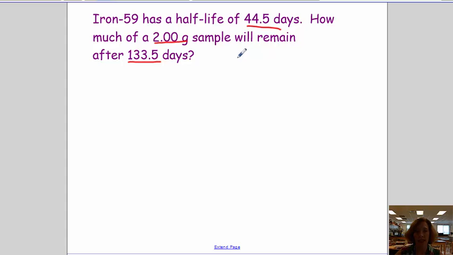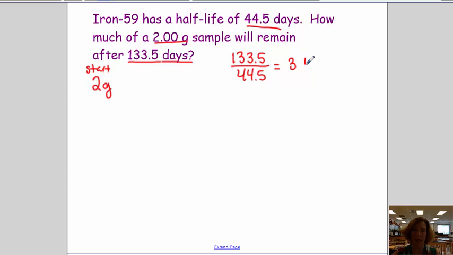So for this example, we know we start with 2 grams. So that's how much we start with at the beginning. Now, we want to figure out how much we have after 133.5 days. So we have to figure out how many half-lives that is. We know that one half-life is 44.5 days, and we have 133.5. So if we do 133.5 days divided by 44.5 days, then we get 3 half-lives.